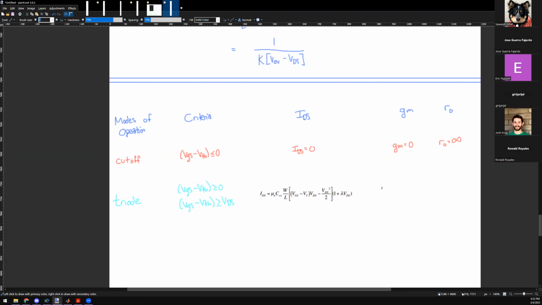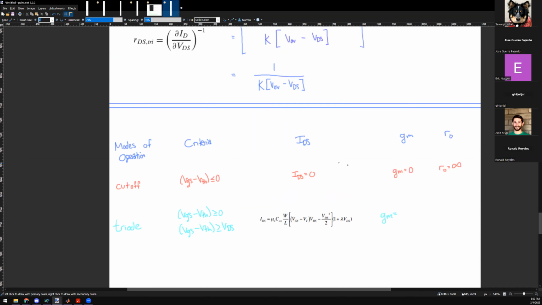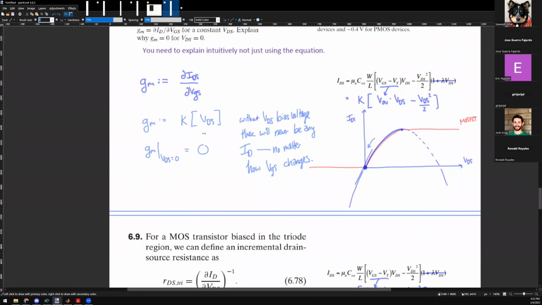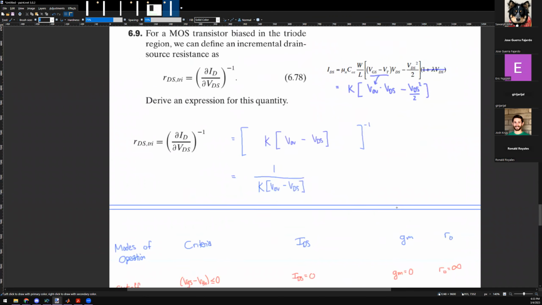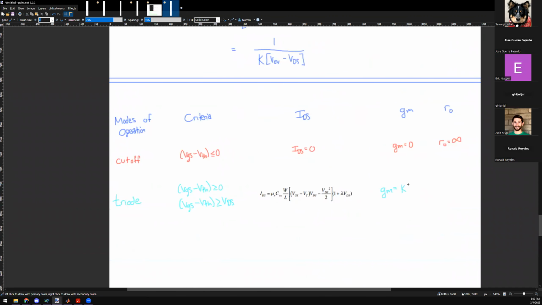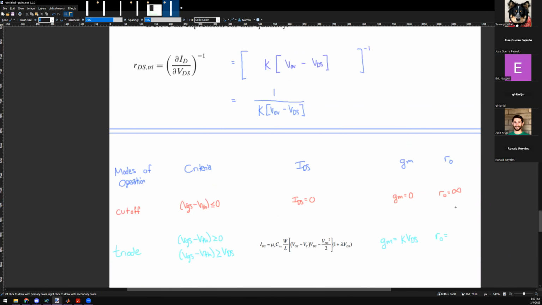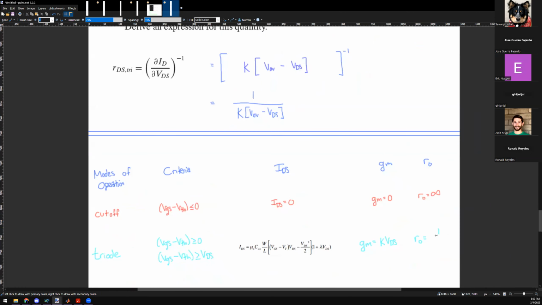Okay. What is GM in this case? In the triode region, we just found GM to be K VDS. Yes? And RO we just found to be 1 over K times VOV minus VDS. Yes?